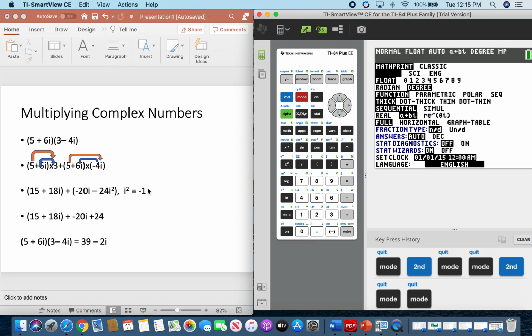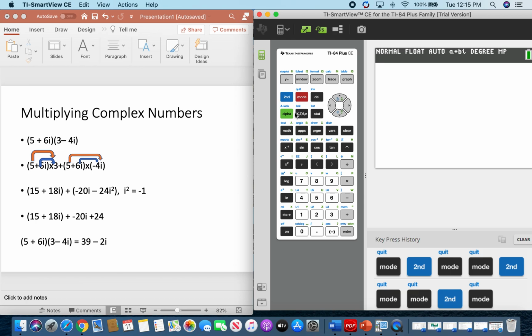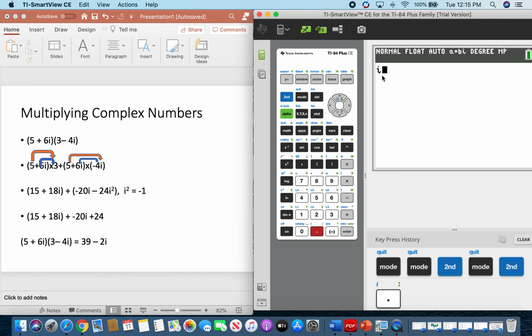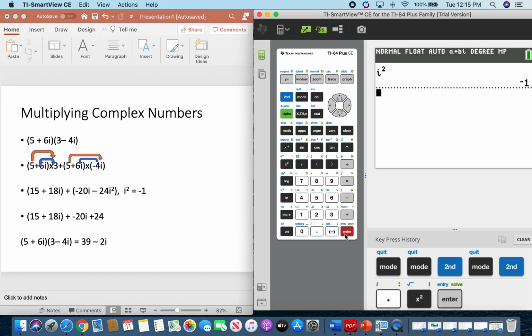We have learned that i squared is equivalent to negative 1. You can actually prove it here using the calculator. If you go second decimal, that's where you can find the imaginary value i, and square it, and then enter. You will see that it's equivalent to negative 1. So therefore, you can make use of negative 1 in place of i squared. That will make minus 24 become positive 24 because you will multiply it with negative 1 instead.